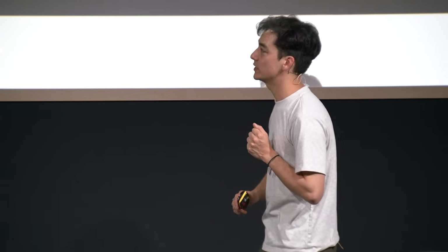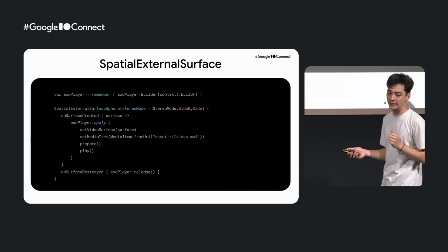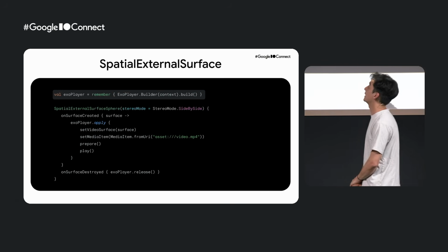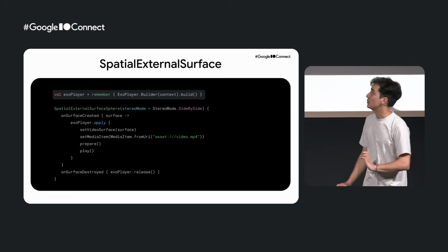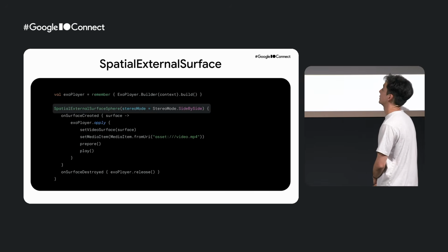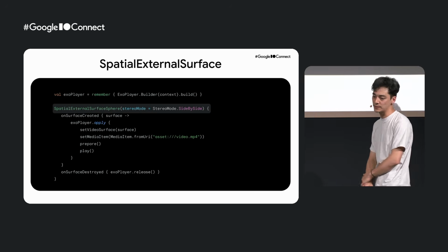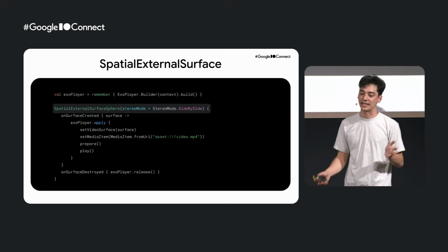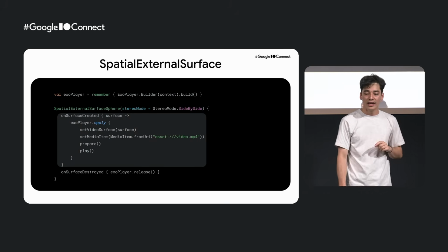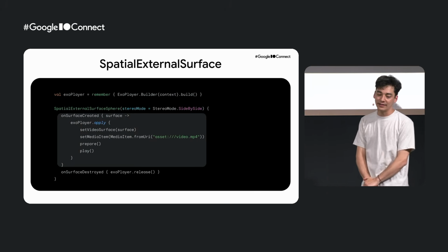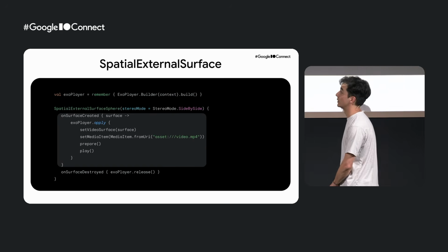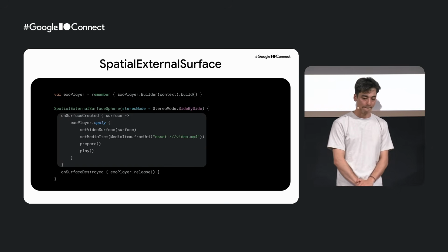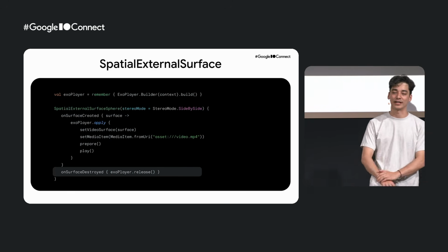So this is the code for spatial external surface. We're going to be using our friends over at ExoPlayer to play this video. So here we're building an ExoPlayer that is aware of our context and that will start playing our video. And we will use the spatial external surface to create this composable in 3D space. And we've specified that the file is actually in side-by-side format. And then when it's ready, we'll connect the player and the surface together and point ExoPlayer to the asset that's in our assets folder. And we'll get ExoPlayer prepared and ready to play. And then, of course, we'll release all the resources when the player is finished, because you don't want all that hanging around in your app all the time.